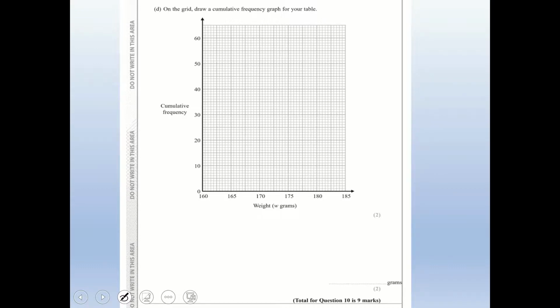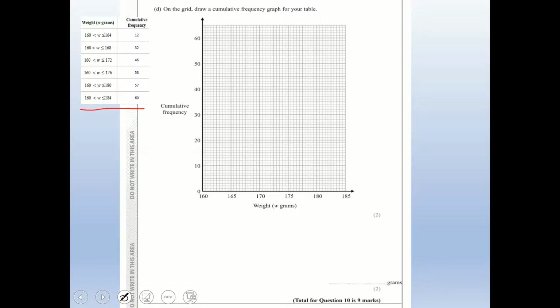Okay, let's move to part D in our question. On the grid, draw a cumulative frequency graph for your table. To set up the graph, we will plot the cumulative frequency values. We already have them from part C in the question. So in the graph, we have the weight here in the x-axis, going from the lowest value, 160 grams, right the way up to the greatest value of 185 grams. And then we have the cumulative frequency in the y-axis, where it goes from 0 up to our maximum value of 60.